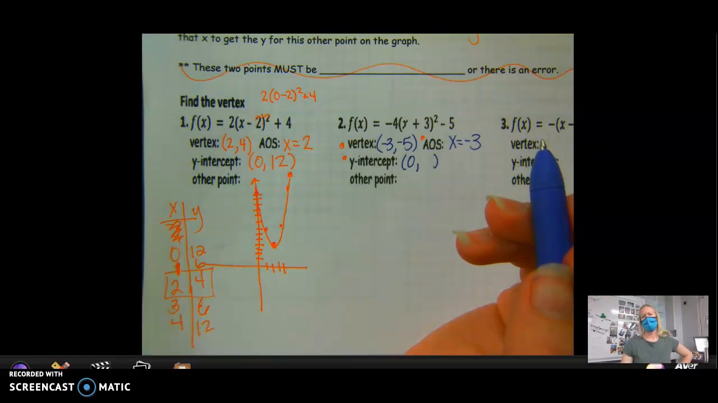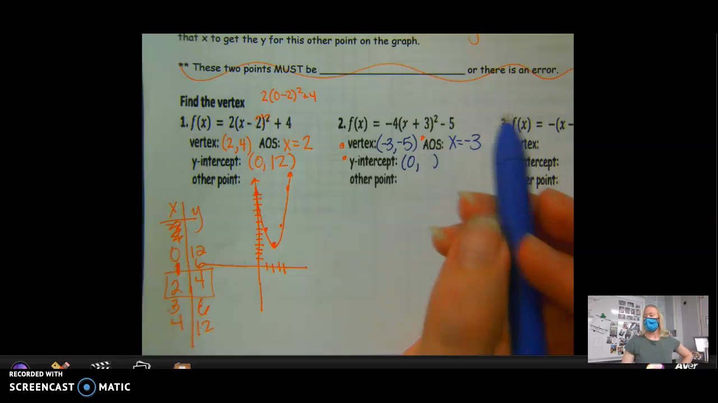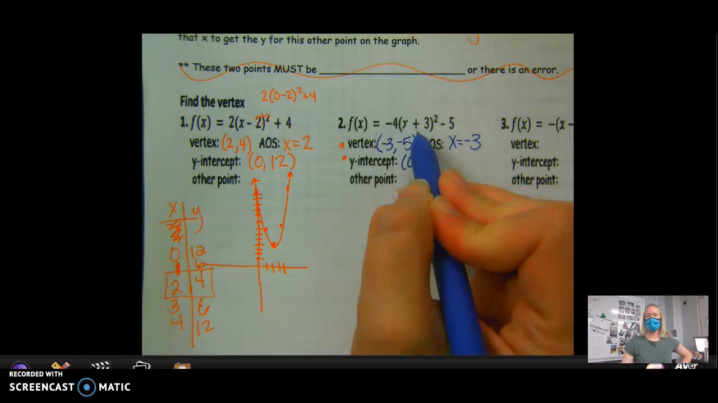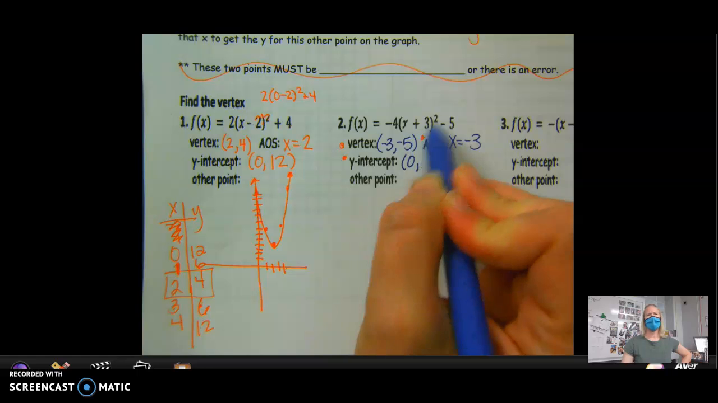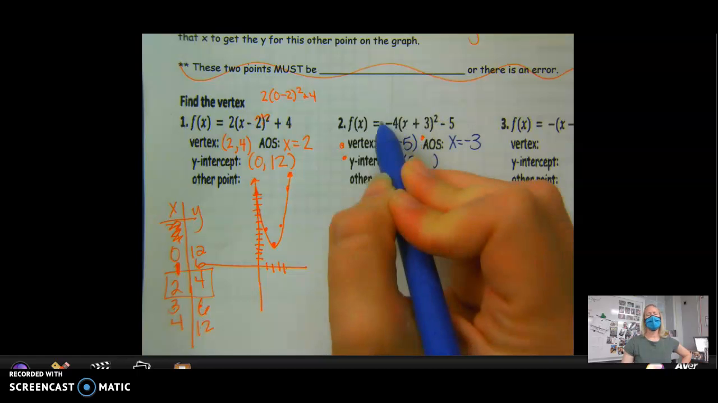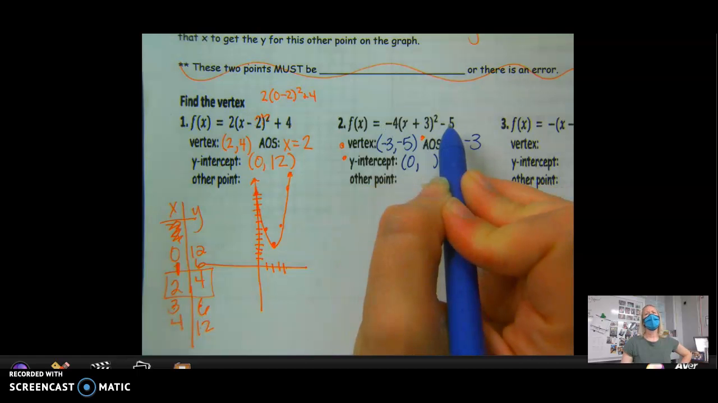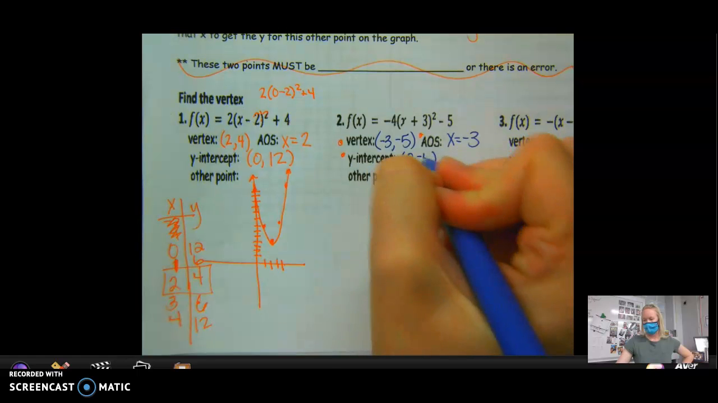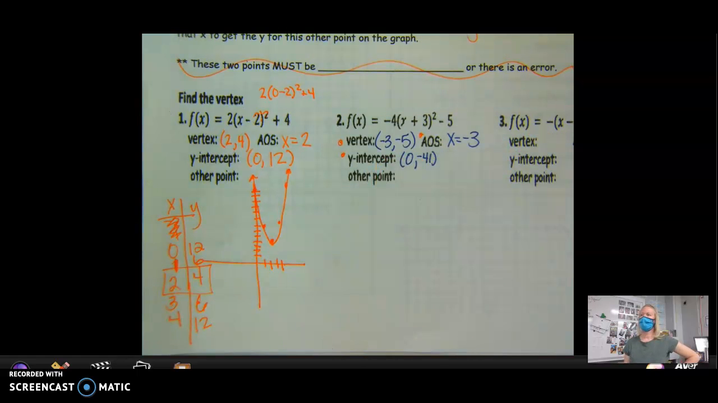Oh, maybe. Close. What's 0 plus 3, guys? What's 3 squared? What's 9 times -24? What's -36 minus 5? -41. Okay? Now, one other point.